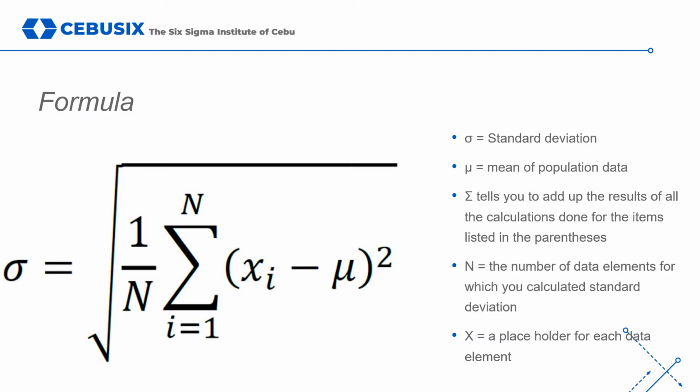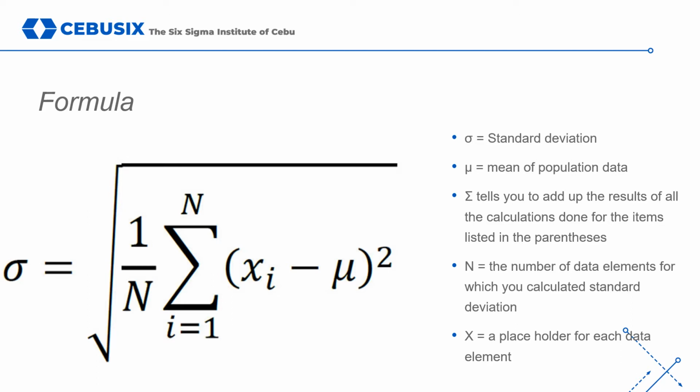Here we see the formula that is used for calculating standard deviation when we are dealing with the entire population of data points. In Six Sigma calculations, the lowercase sigma is generally used to represent the standard deviation. The lowercase mu is used to represent the mean of population data. Whenever we see the uppercase sigma in a formula, the E-looking Greek character, it means that you need to add up all the results of the calculations done for the items listed in parentheses.